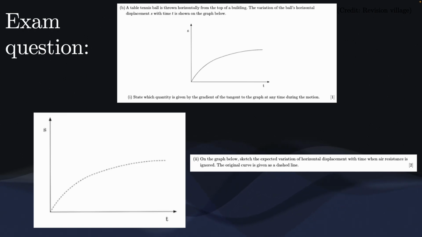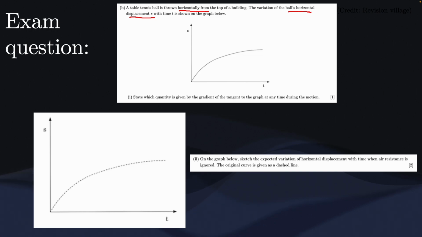So our first one. A table tennis ball is thrown horizontally from the top of the building. The variation of the ball's horizontal displacement s with time t is shown in the graph below. State which quantity is given by the gradient of the tangent to the graph at any given time in the motion. Well, it's thrown horizontally from the top of a building, and the variation of the ball's horizontal displacement with time is shown in the graph.